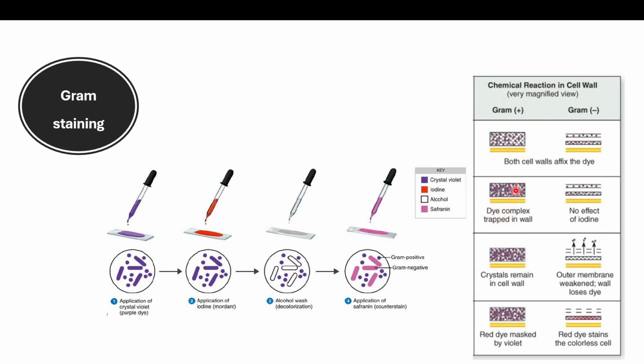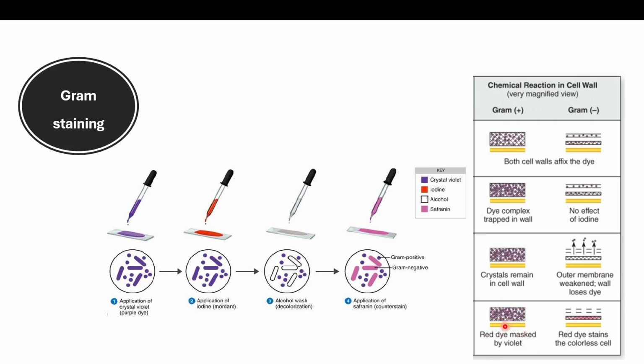So in gram positive cells, what is happening? There is a thicker layer of peptidoglycan, right? So the dye complex is trapped inside the walls, whereas in the case of gram negative cells, there is a very thin layer of peptidoglycan, right? So there is no effect of iodine in affixing the dye or holding the dye together. And after washing with alcohol, in gram positive cells the crystals of the very first purple dye remain in the cell wall. However, in the case of gram negative cells, the outer membrane gets weakened and the cell wall loses the dye.